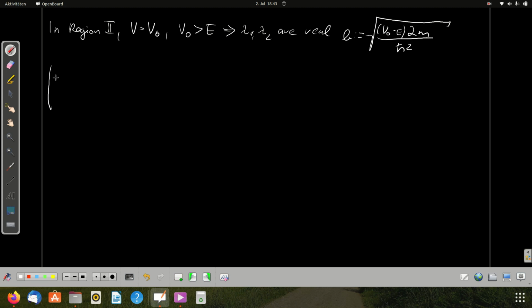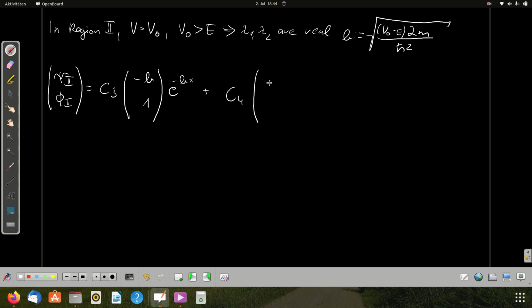So therefore, let's define that psi 2 and phi 2 are C3 minus B, 1, e to the power of minus Bx plus C4, B, 1, where B and 1 are the entries of this vector, and e to the power of Bx.